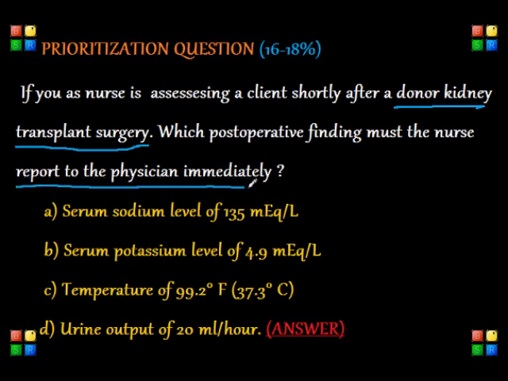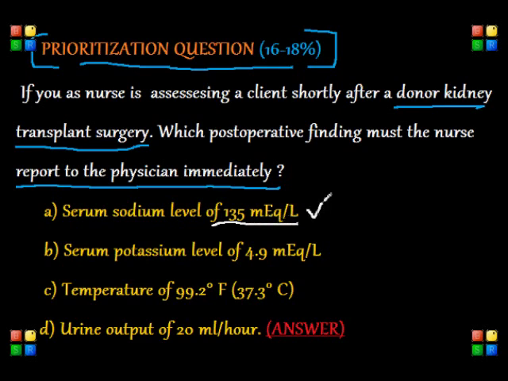Now, as you can see, this is a prioritization question, right? And this can take up to 16 to 18% of the entire NCLEX exam. And the choices that you have involve: A. A serum sodium level of 135 milliequivalents per liter. B. Serum potassium level of 4.9 milliequivalents per liter. C. A temperature of 99.2 degrees Fahrenheit or 37.3 degrees Celsius. Or D. Urine output of 20 milliliters per hour.